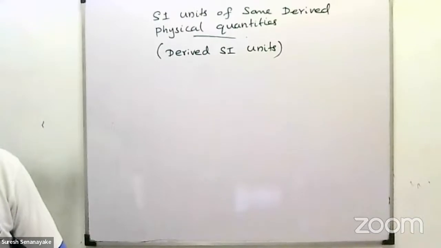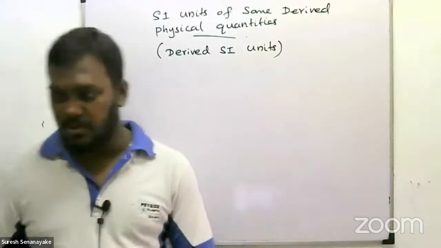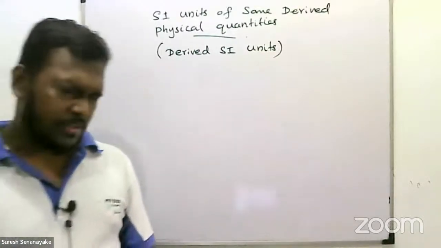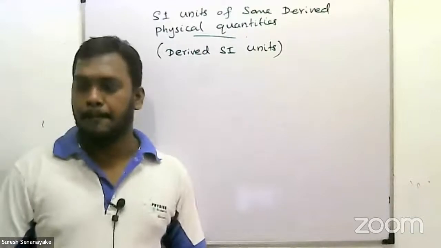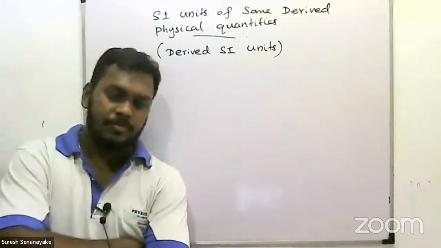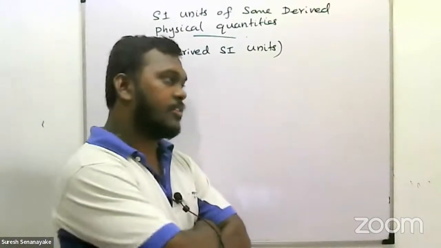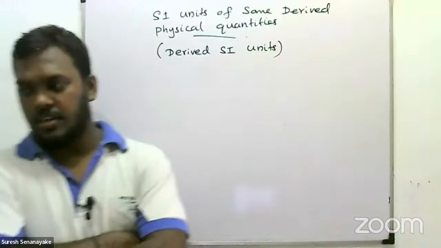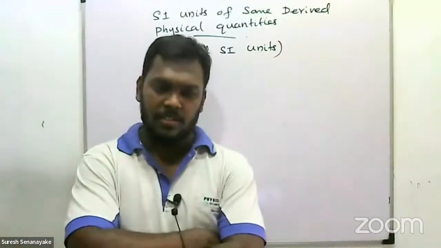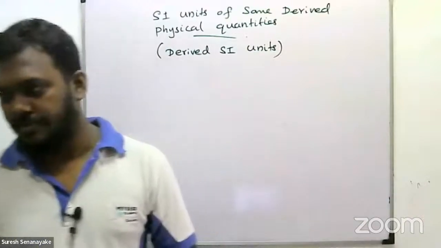Are called derived physical quantities. So the SI units of a derived physical quantity can be obtained by using the definition of that physical quantity.